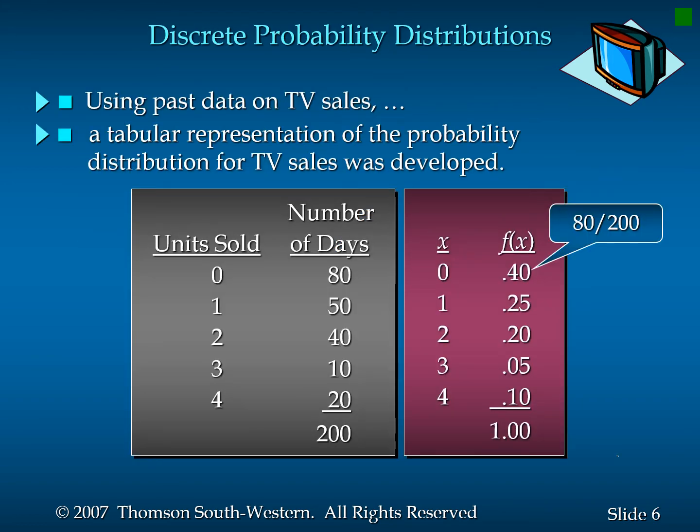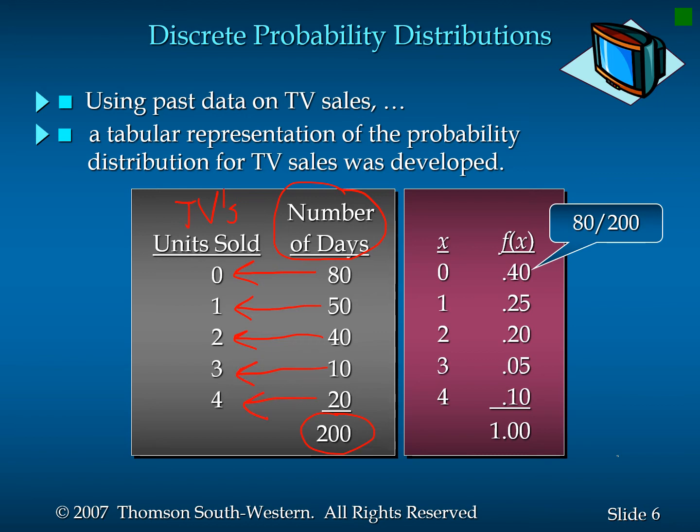Okay, for this discrete distribution, notice in one column we've got the units sold, which represents the number of TVs sold on any given day. And in this column, this represents how many days they made their observations. At the bottom, you see 200. So over 200 days, this is what they observed. On 80 of the days, they sold 0 TVs. On 50 of the days, they sold 1 TV. On 40 of the days, they sold exactly 2 TVs. On 10 of the days, they sold 3 TVs. And on 20 of the days, they sold 4 TVs.